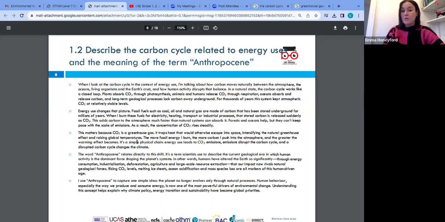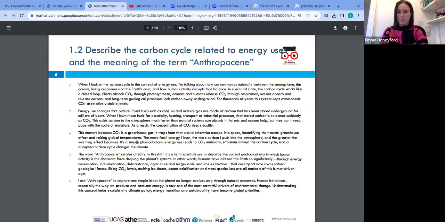Forests and oceans do help, but they can't keep pace with the scale of emissions. As a result, the concentration of CO2 has risen steadily. This matters because CO2 is a greenhouse gas. It traps heat that would otherwise escape into space, intensifying the natural greenhouse effect and raising global temperatures. So the more fossil fuels that we burn, the more carbon we're pushing into the atmosphere, and the greater the warming effect becomes. It's a physical, simple chain. Energy use leads to CO2 emissions. Emissions disrupt the carbon cycle, and a disrupted carbon cycle changes the climate.